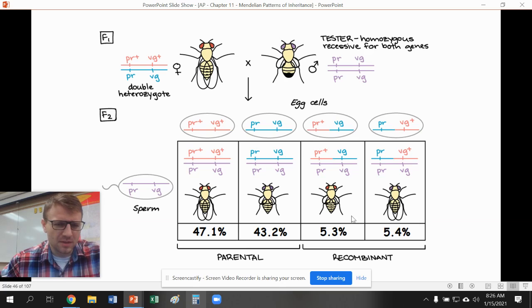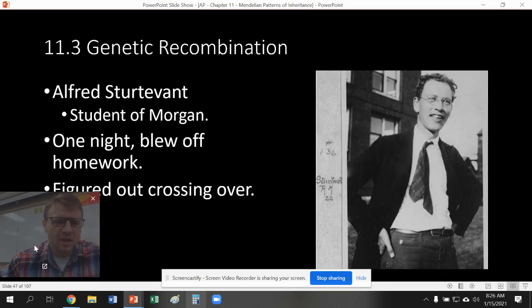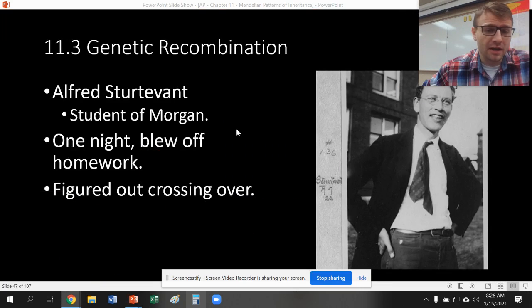You can do this experiment time and time again. You get very similar numbers. You're not going to get those 25, 25, 25. So he couldn't figure it out. He said something's going wrong here, and he was actually teaching a genetics class, and he kind of proposed it to his students and said, "Hey, I don't know what's going on here. Can you think of something?"